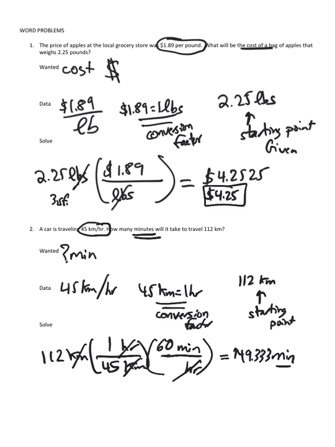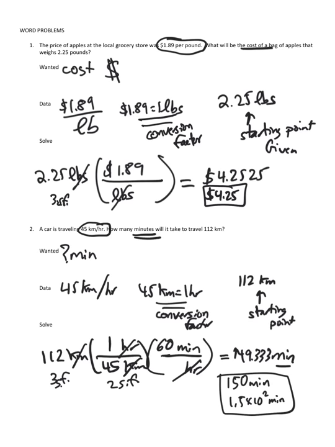So we need to round that 149 minutes to give us the right sig figs. And 112 kilometers is 3 sig figs. 45 kilometers is 2 sig figs. And the 60 minutes per hour is a definition. So that 149 is going to become 150 minutes, or 1.5 times 10 to the second minutes. Either one of those would be an acceptable answer.